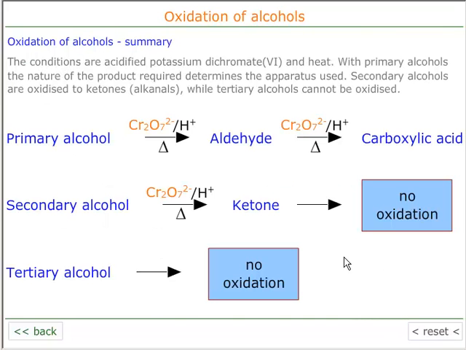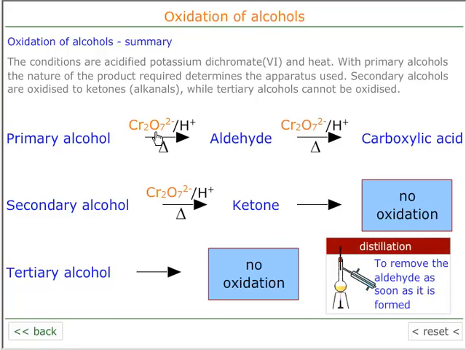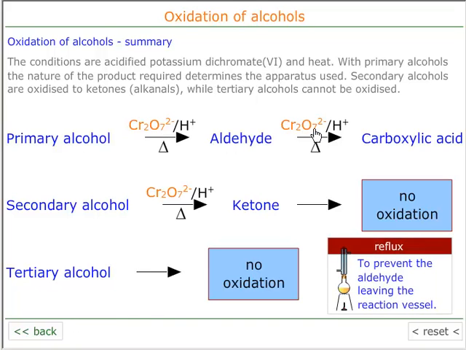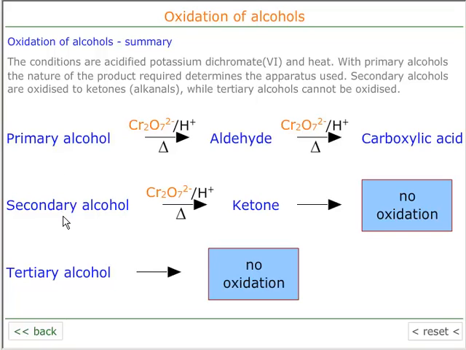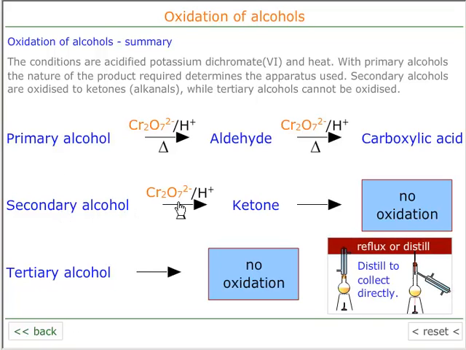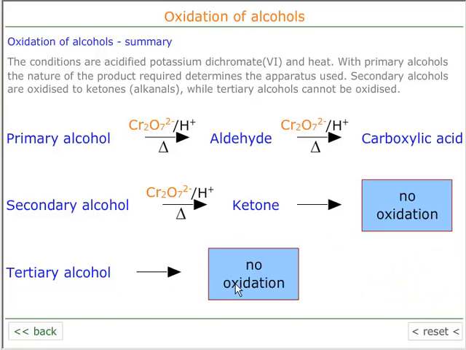Well, this allows us a means of differentiating between primary, secondary and tertiary alcohols. Primary alcohols will oxidize directly to aldehydes. We can use distillation to remove the aldehyde if we wish, or we can carry on using reflux to re-oxidize the aldehyde as it's formed to a carboxylic acid. Secondary alcohols, however, go straight to ketones, and from there they can go no further. Whereas with tertiary alcohols, there is no oxidation possible.